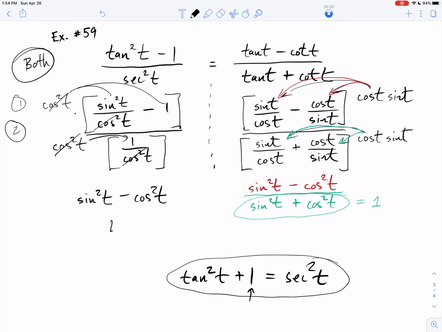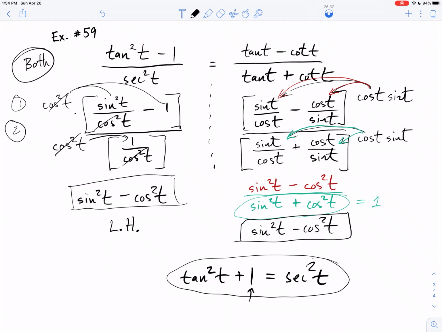This side on the left-hand side, that's what I want to stop with. That's a good guy. Over here, I have the same thing. I have sine squared t minus cosine squared t divided by 1, which is just that one thing. The left-hand side and the right-hand side, they equal each other. It's box drawing time. Nothing feels better than drawing that box.